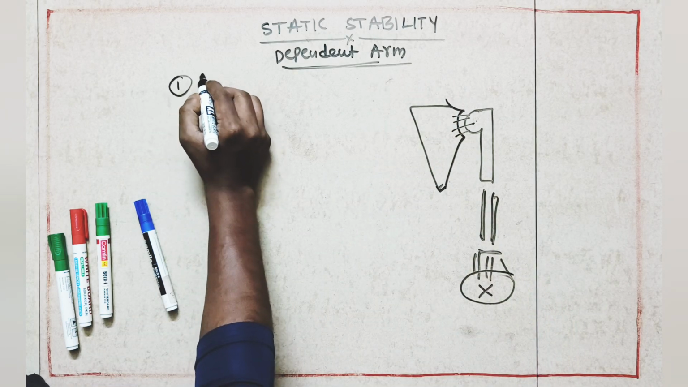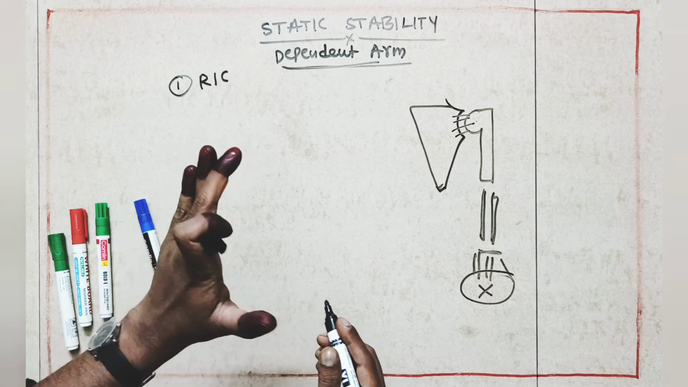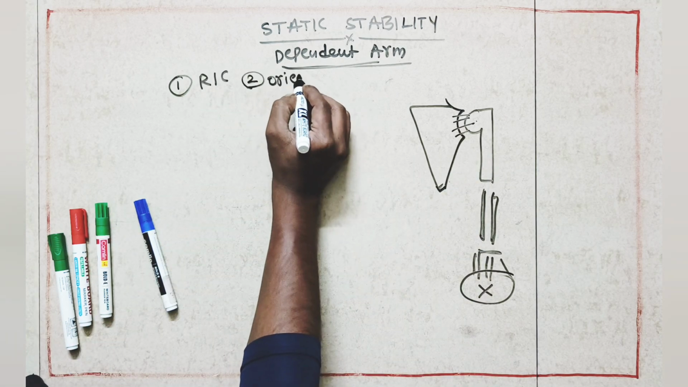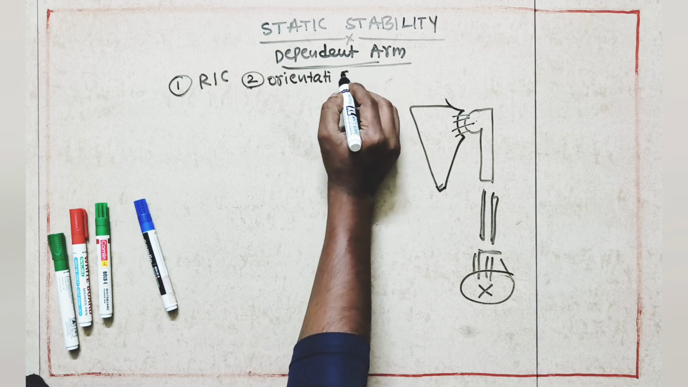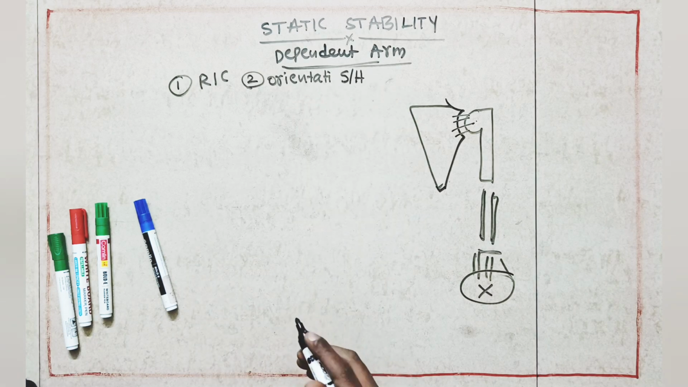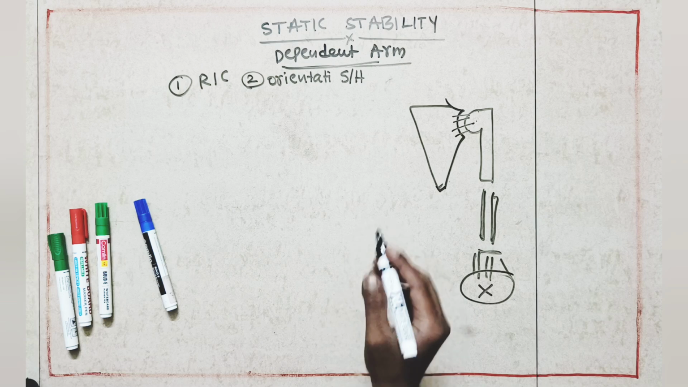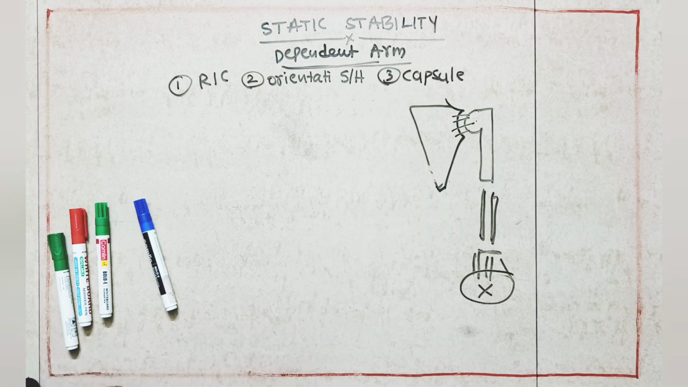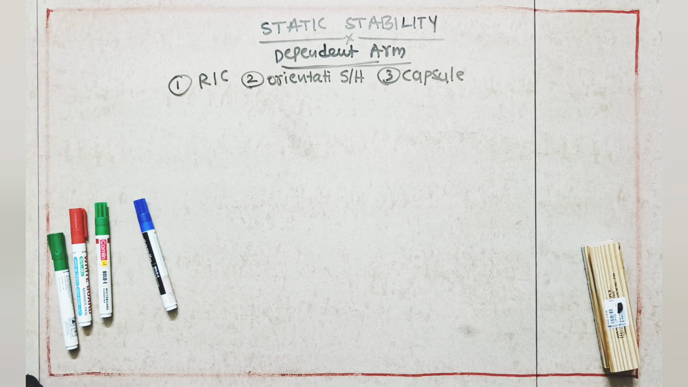First one, here we'll see the rotator interval capsule, this structure is going to help. And second one, orientation of the scapula and humerus, and third one, the joint capsule. We will explain one by one and we will understand. First structure, rotator interval capsule.